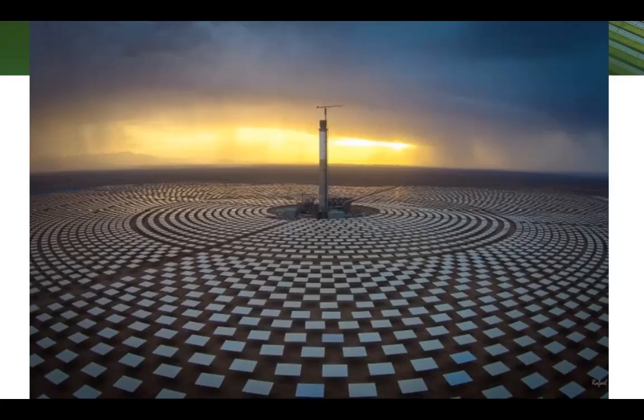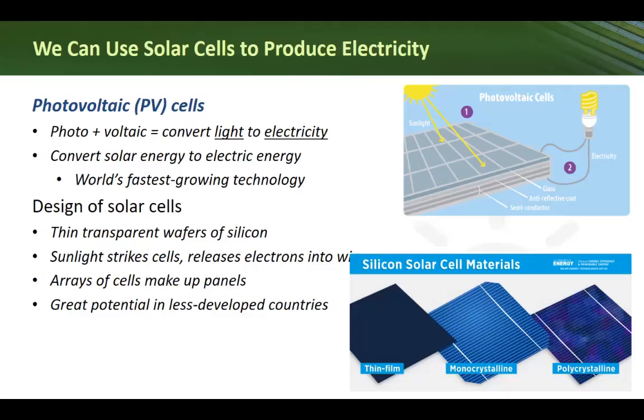But it's not just CSP systems. The one that you're probably more familiar with is actually photovoltaic. Now, the word photovoltaic, we break it down into parts. Photo is light, if you remember photosynthesis from your biology days. And voltaic comes from the word volt, which means electricity. So photovoltaic cells are those that convert light into electricity. We're getting solar energy and converting it into electric energy, and this is the world's fastest growing technology.